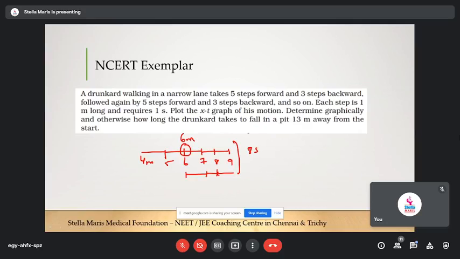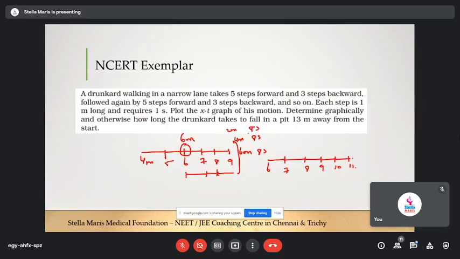So already he traveled 2 meters in the first 8 seconds, and he was at the position 4 meters at another 8 seconds. Now he is at 6 meters, position 6 meters at another 8 seconds. So now he'll be at the 6th meter. From now he'll take 5 steps forward. That is 7, 8, 9, 10, then 11.